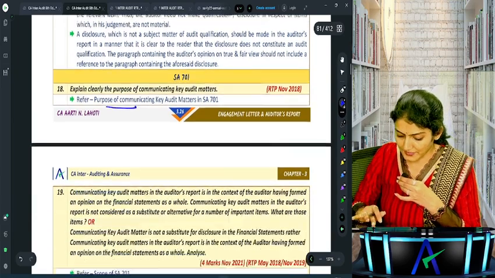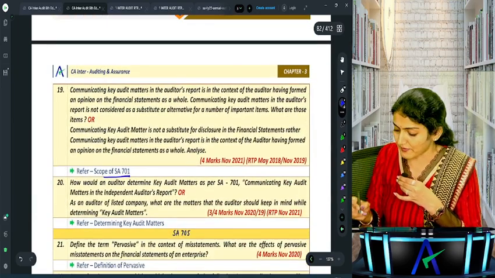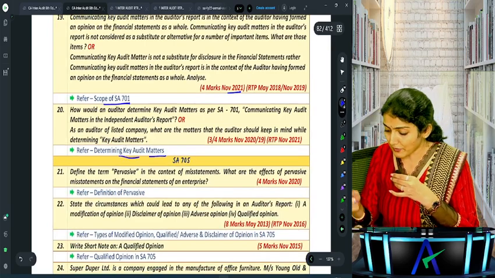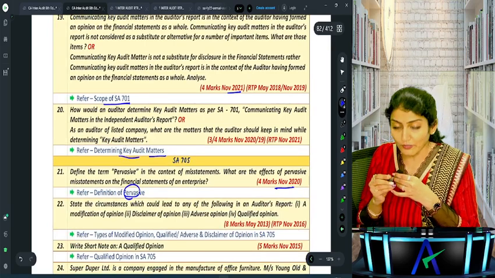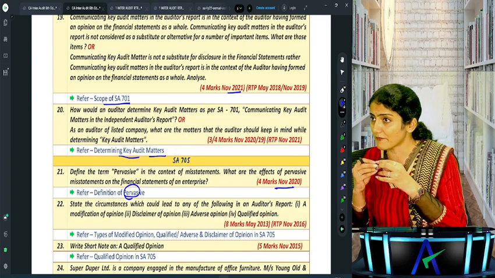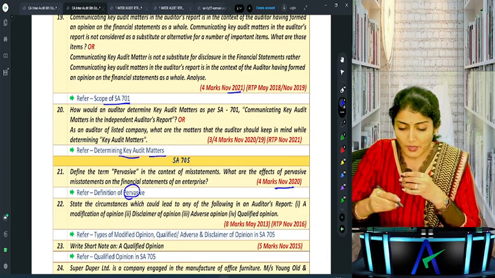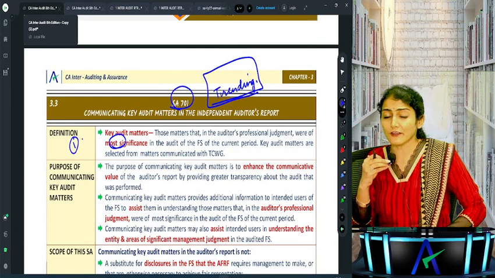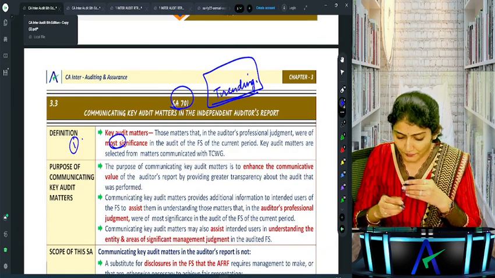Purpose of communicating key audit matter, then scope of this, then determining key audit matters. Again, in one exam, what did they ask? The definition of pervasive. Did we today cover the definition of pervasive? Yes. So now coming to 701, key audit matter. What is the first point over there? The meaning of key audit matter.